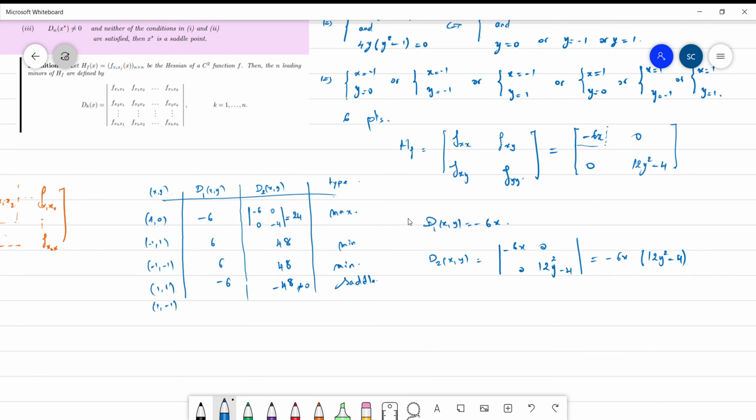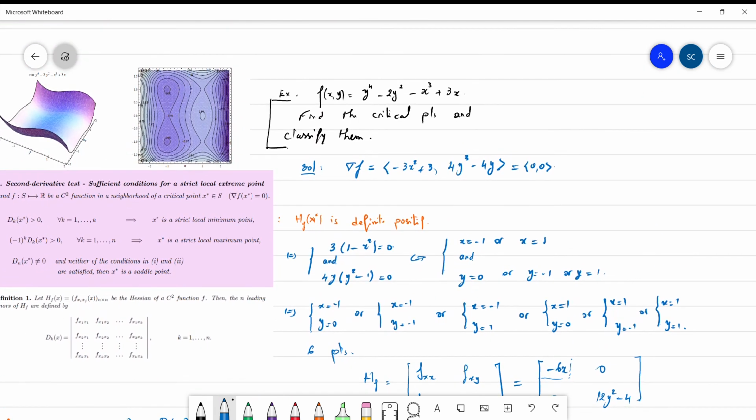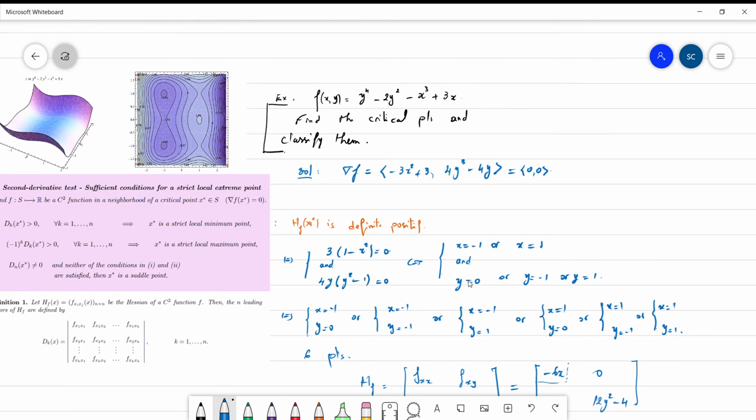For (1, minus 1), you have minus 6 and minus 48, a saddle point. And the last one, (minus 1, 0), you have minus 6, plus 6, and minus 24. Also here we have a saddle point. So we have 3 saddle points, 2 local minima, and 1 local maximum. So we were able to identify the type of each critical point.